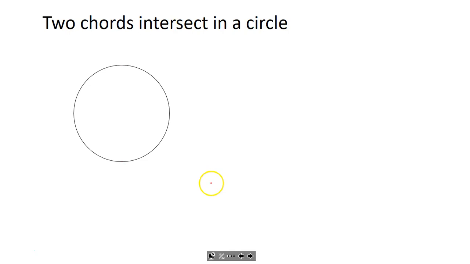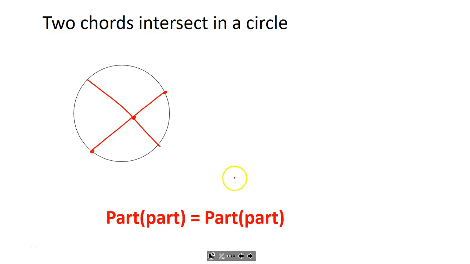This next one says two chords intersect inside a circle. So what does that look like? That looks like this. And again, we're talking about from here to there and from there to the center. So from the circle to the center, from the circle to the center. So these are part times part equals part times part. And if you recall, when I taught my class this, we did part times part equals part times part.